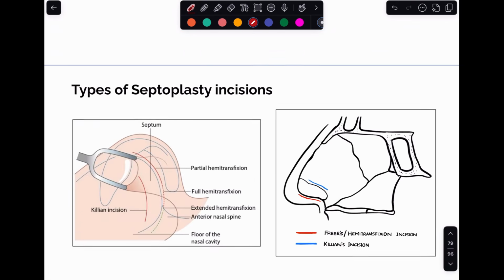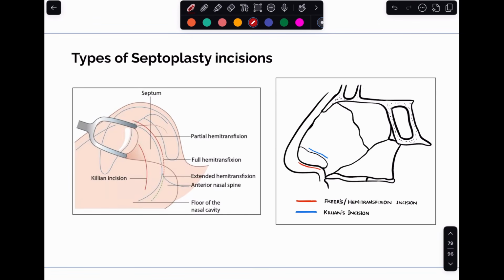Next is, again, a very important question: what are the different types of septoplasty incisions? So we have three main incisions over here. One is the hemitransfixion incision, which is also what we more commonly call Freer's incision. Then we have the transfixion incision, and then we have Killian's incision. So first, let's start with Killian's incision.